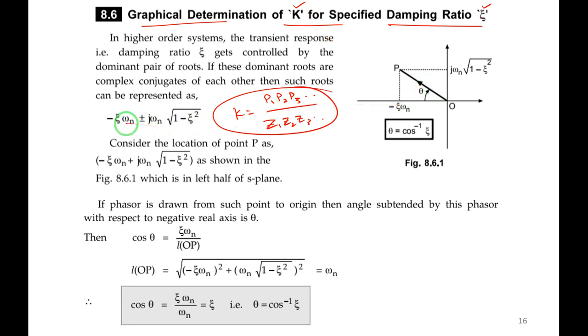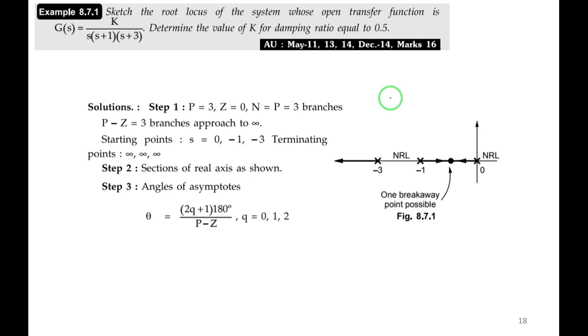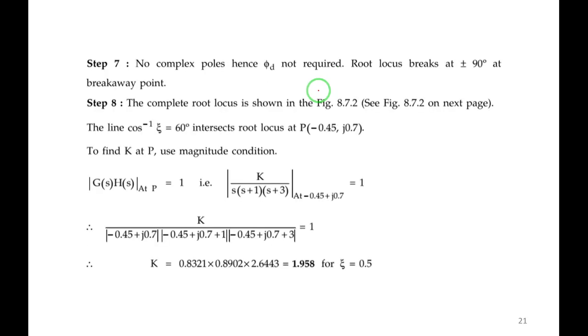Let me take the complex roots here, right? The dominant roots, what are dominant roots, I'll tell you later on. Let me make the dominant roots concept clear. We have done this example, G of s equal to k divided by s into s plus 1 into s plus 3, but here I will add one more thing to this problem: determine the value of k for damping ratio of z equal to 0.5. I will tell you the steps, and before that I will tell you what are dominant roots.